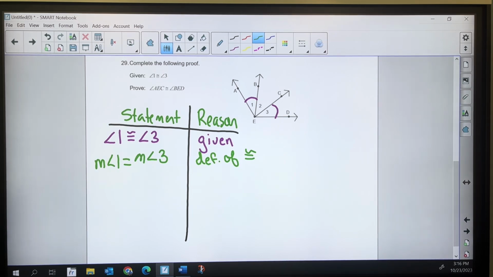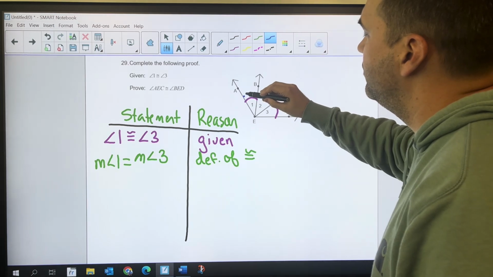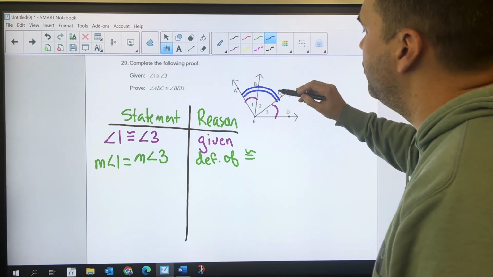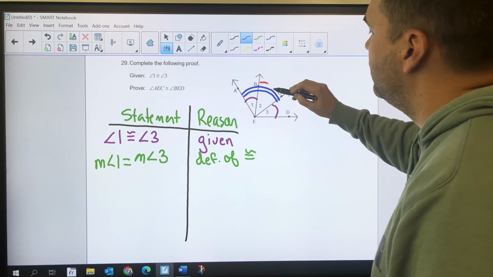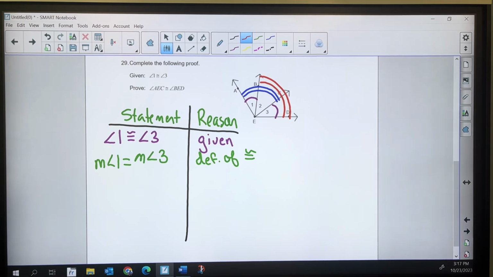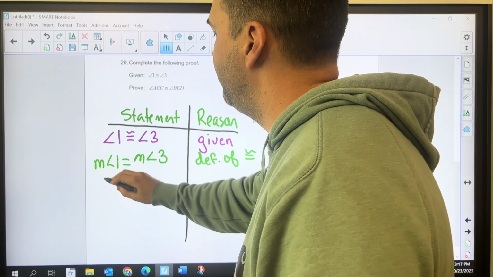I am going to talk about this angle in the middle. So what I'm trying to get to is that big blue angle right there, angle 2 across, is congruent to this big red angle right there. You can see that the only difference between those two angles, 1 and 3, is that they both have 2 in them. So I'm going to talk about the measure of angle 2 now.